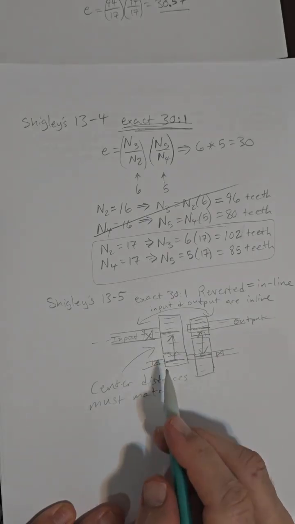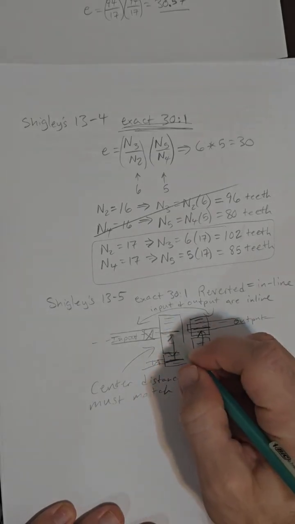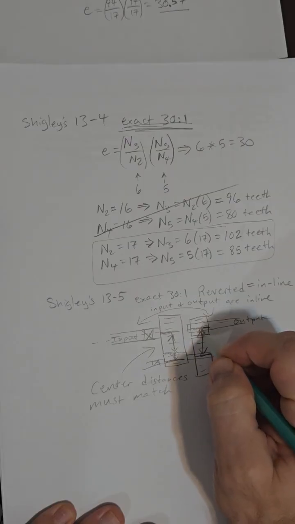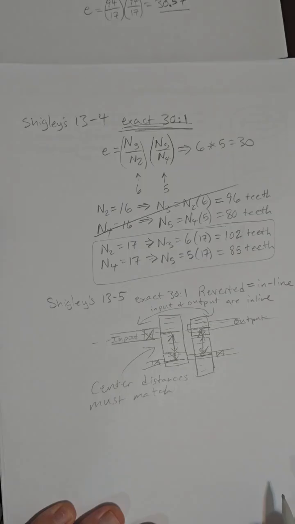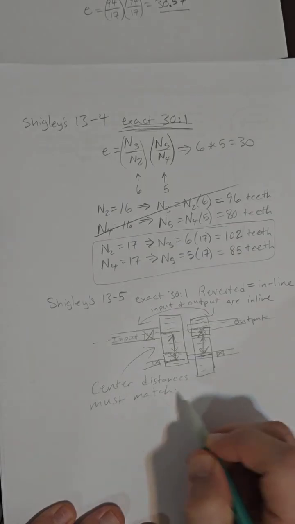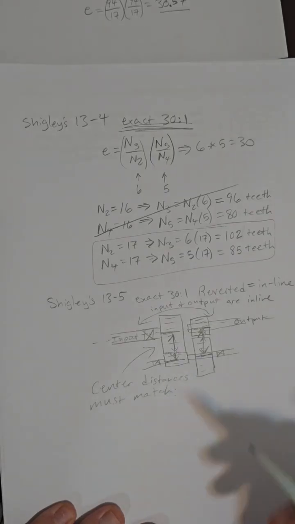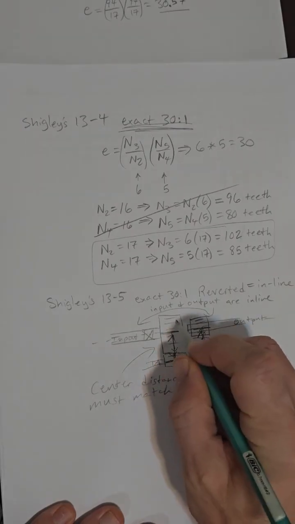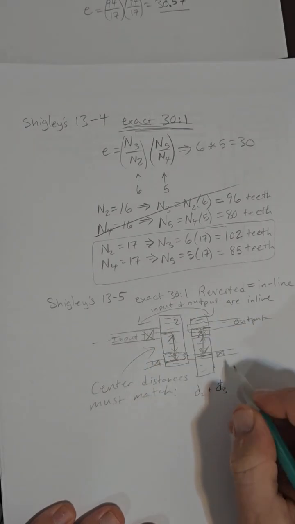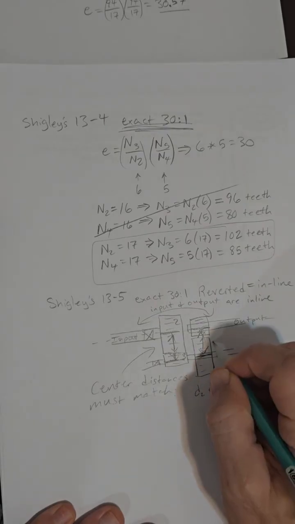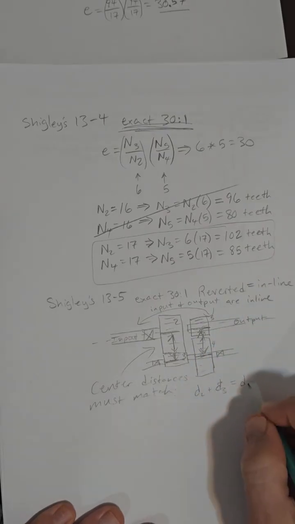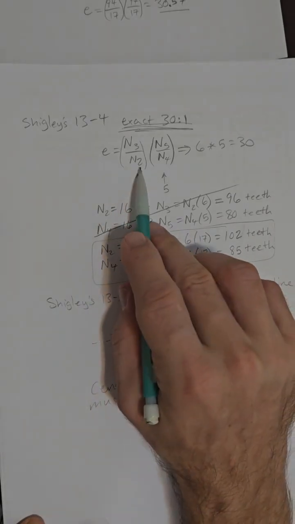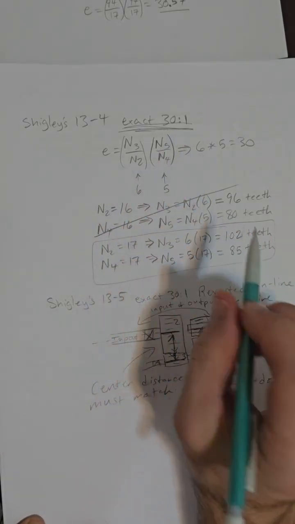What do I have to have for that? Well, that means that the radius of this one plus the radius of this one must equal the radius of this one plus the radius of this one. Now, diameter is just 2 times the radius. So to make sure that those center distances match, that means diameter 2, where's 2? I believe this is 2, plus diameter 3 must equal, maybe this is 4, gear 4, and this gear 5, diameter 4 plus diameter 5.